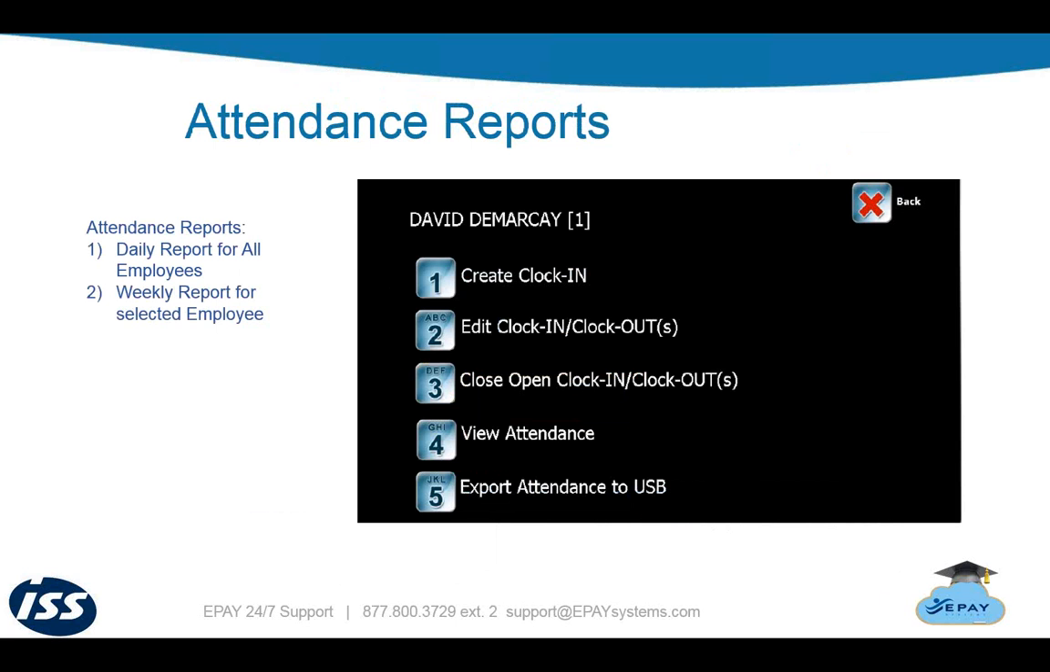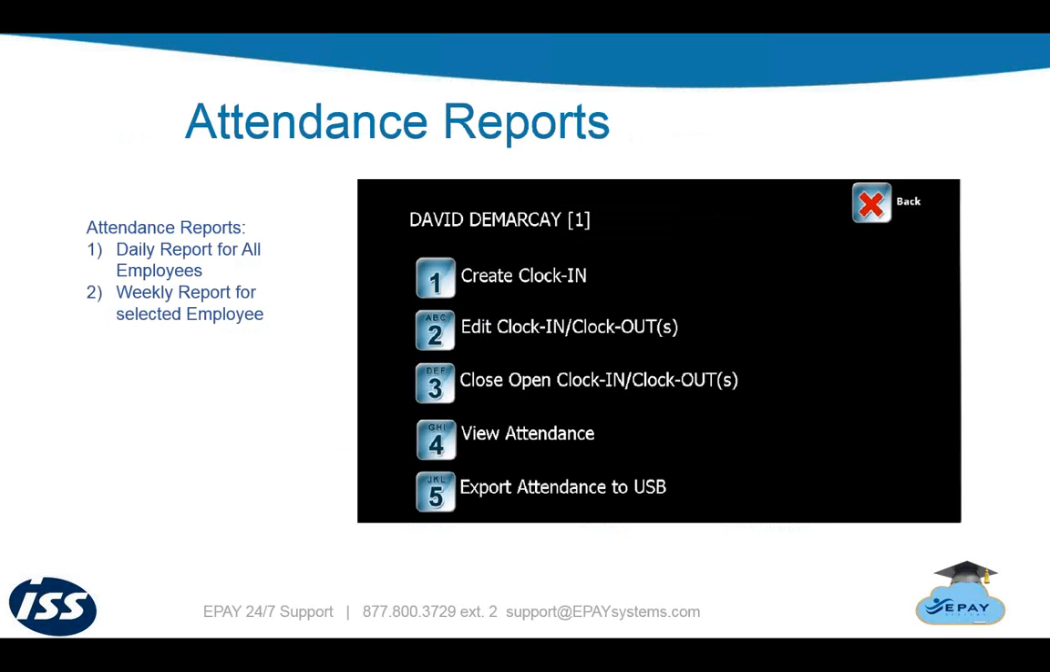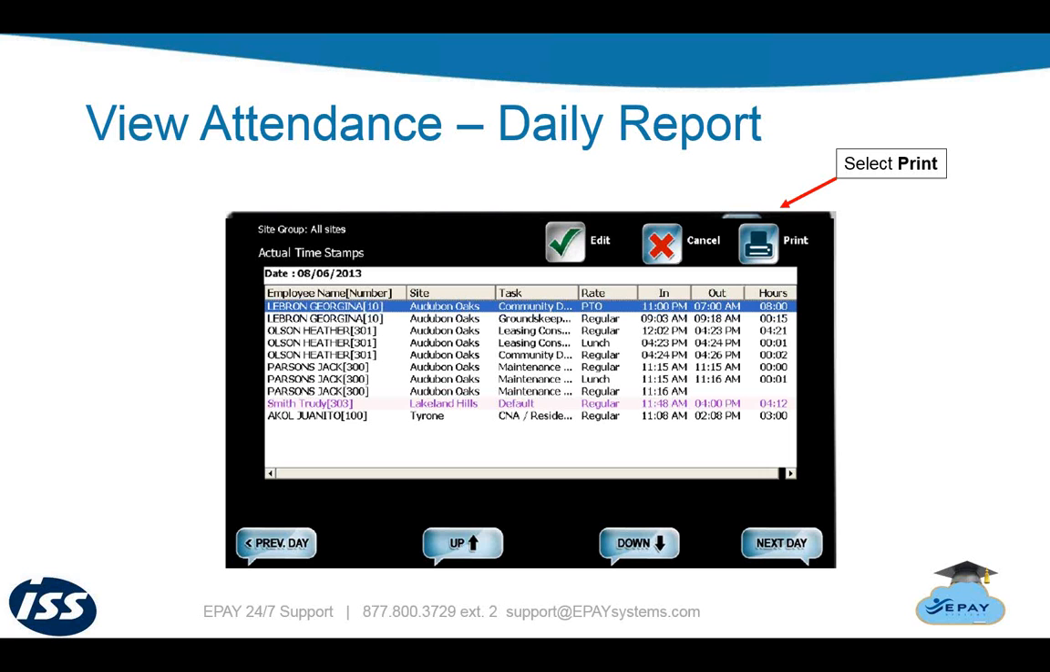The next thing that the supervisors can do is they can print a daily report for all their employees, or they can print weekly reports for selected employees. So in order to go into the attendance reports, they'll go into the option to view attendance, and it automatically takes them in. Depending on how many sites are on the clock, if there's one site or multiple sites, you'll see the different sites listed on the screen there.